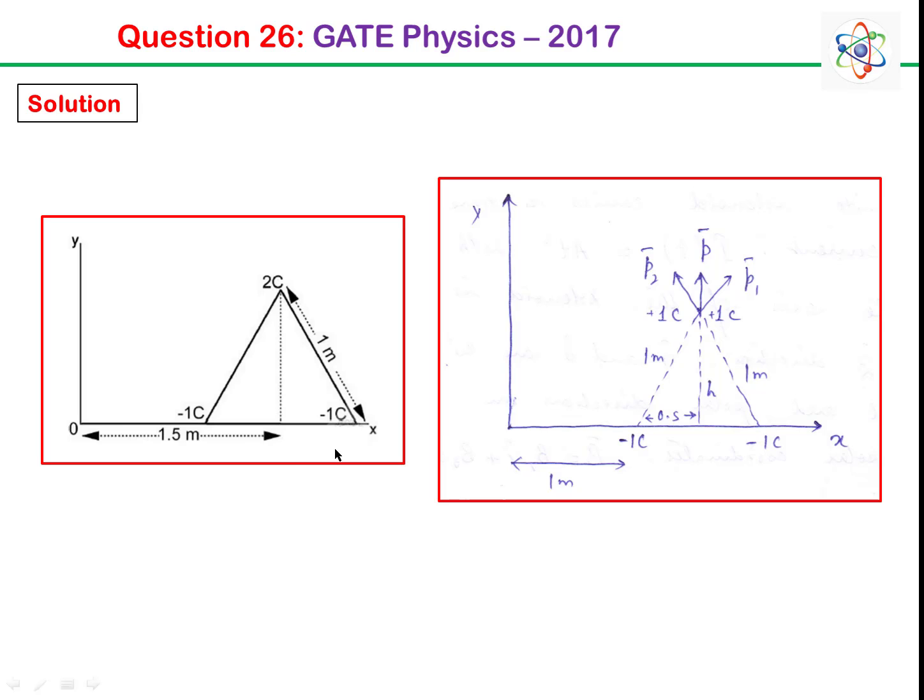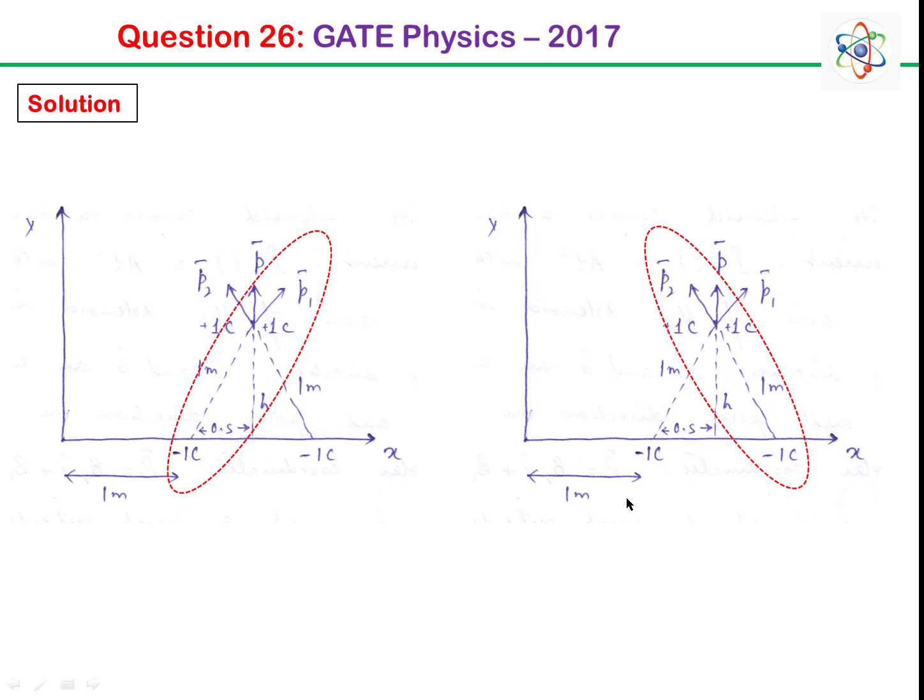Now to solve this, what we can actually do is break this 2 coulomb into 2 separate charges of plus 1 coulomb and 1 coulomb. So that would imply that we will have 2 dipoles, one will be P1 and the other one will be P2. P1 will be along this direction and P2 will be along this direction, because we know that the direction of a dipole is from minus to plus, therefore P1 is along this direction and P2 is along this direction.